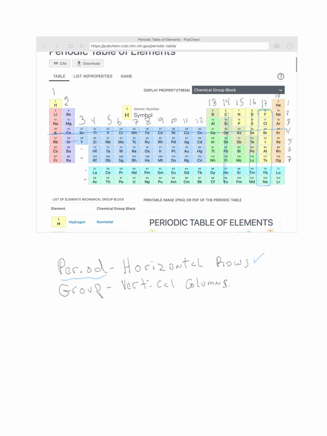However, let's go to group 18. Group 18, which is right next to this, has 8 valence electrons. They're very non-reactive. They don't take part in chemical reactions. They're very stable. Or if you go back to 17, there are 7 valence electrons.